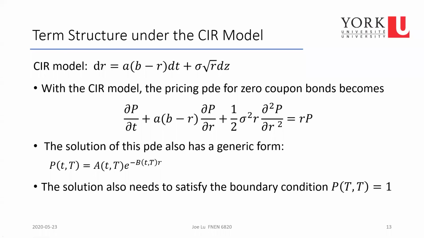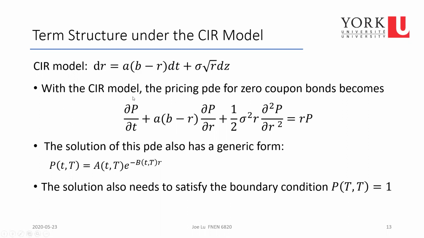Let's now take a look at how we can determine the interest rate term structure under the CIR model. So under the CIR model, the short rate follows this particular process, with mean reversion, and we also have this square root of r term, which actually prevents the interest rate from becoming negative.